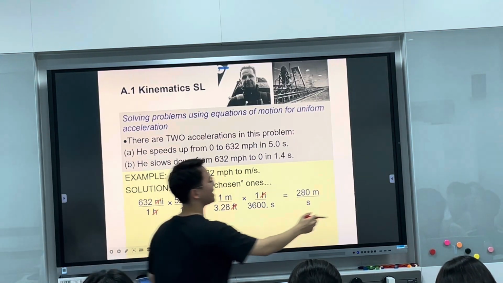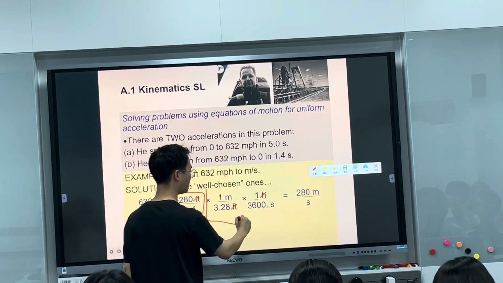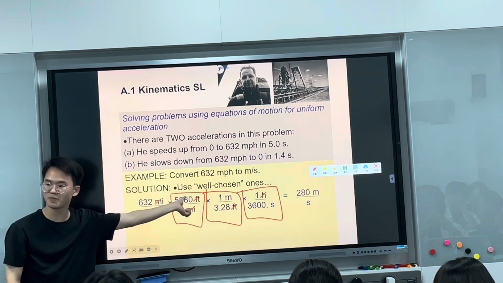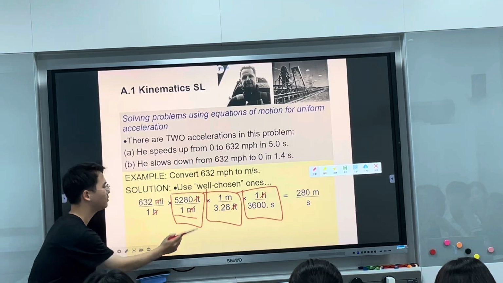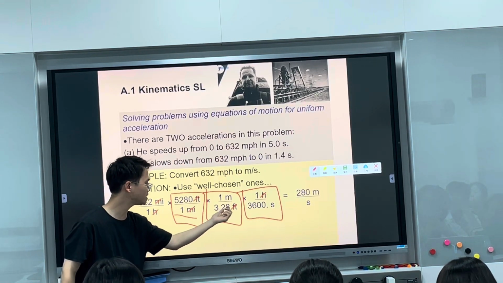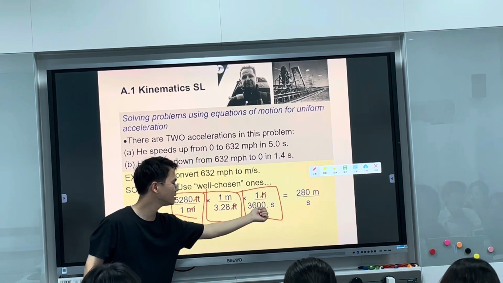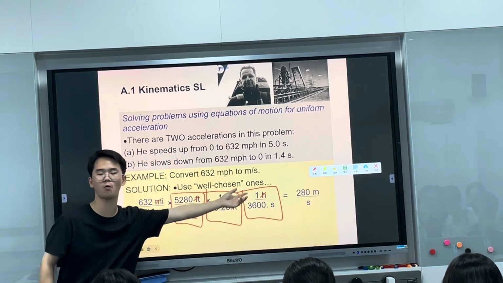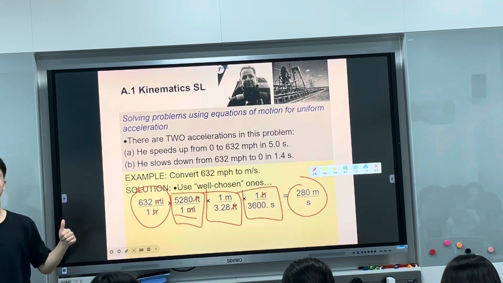One more thing. When you multiply those things, why does it work? Because each of these is basically 1, right? 1 mile equals this many feet. They are equivalent. 3.28 feet equals 1 meter. 1 hour equals 3,600 seconds, right? You're basically just multiplying by 1, 1, 1. So the final answer is the same as the initial one. Make sense? Okay.